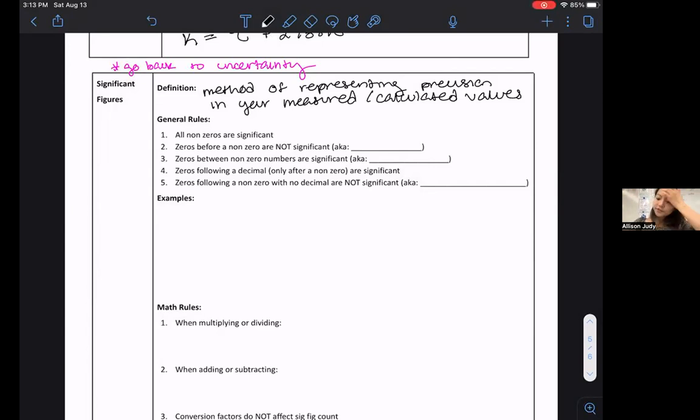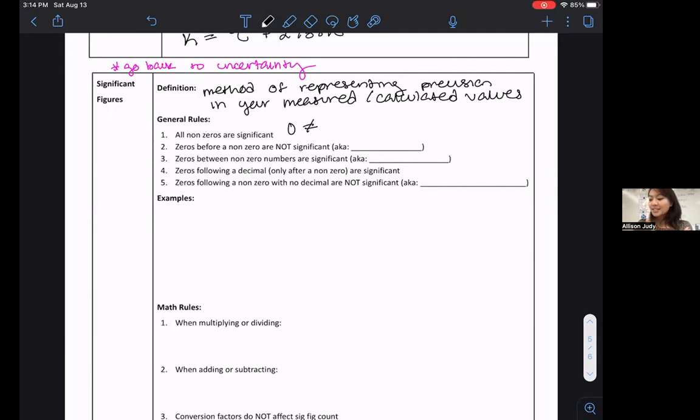So the first rule is that all non-zeros, so numbers that do not equal 0, are significant. We say that any value calculated or measured that comes out to be not a 0 is a significant digit. It holds certainty.